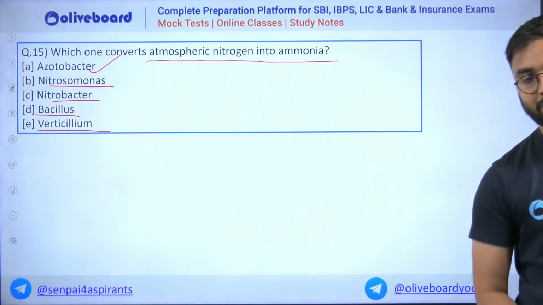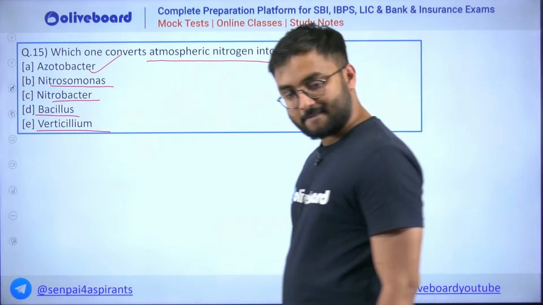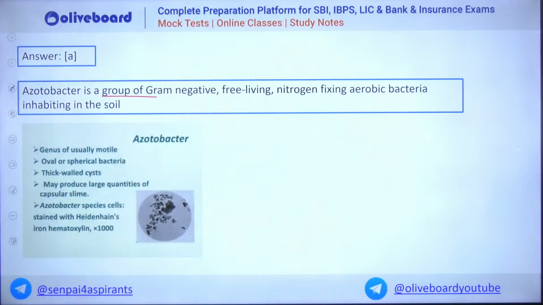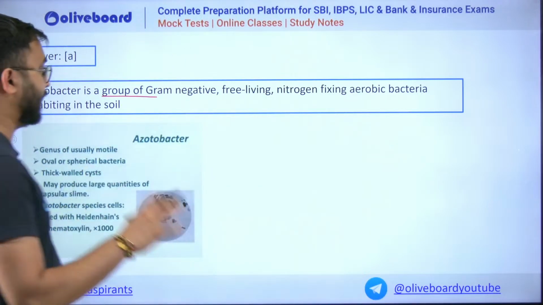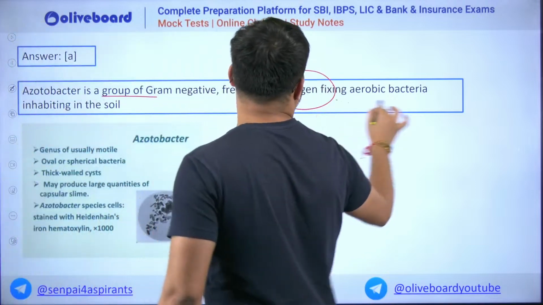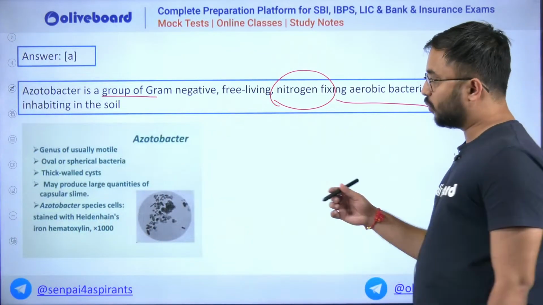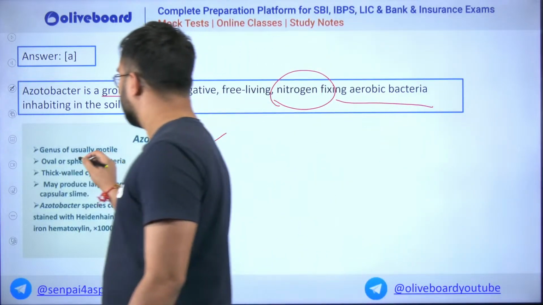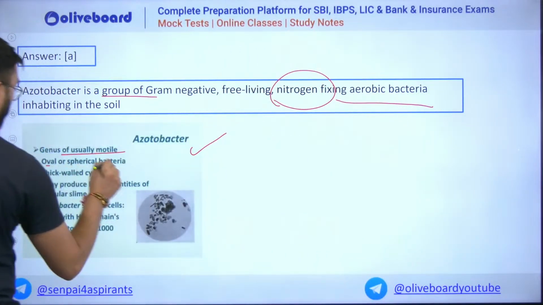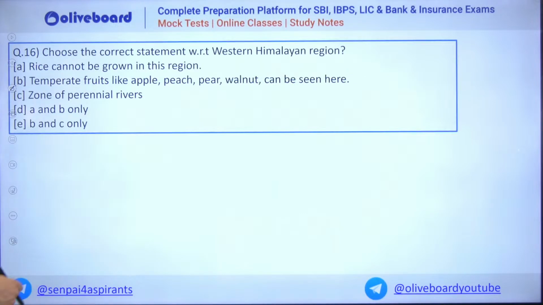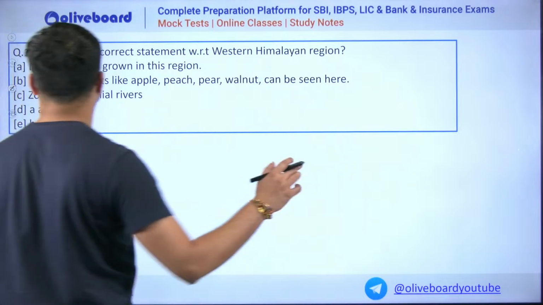Answer, guys. So the answer is A here. Azotobacter is a group of gram-negative bacteria which is free living, aerobic nitrogen fixing bacteria, and it lives in the soil. The genus is usually motile, with oval and spherical bacteria, and a thick walled cyst is there, and it is responsible for nitrogen fixation. Yes, Azotobacter is the correct answer.